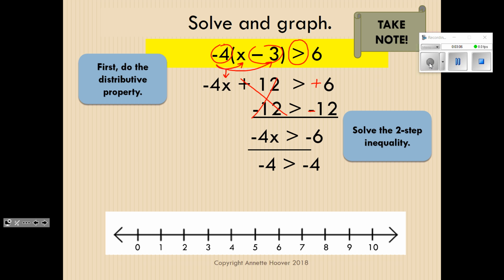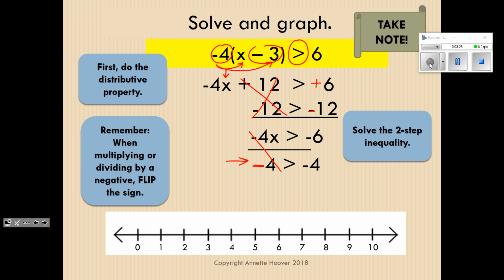Remember the rule that we learned in our last video. What are we dividing by? We are dividing by a negative number. Remember, when dividing or multiplying by a negative number, we have to flip the sign. So negative 4 divided by negative 4 is 1. So we have x left. We have to flip the sign. And x is less than 1.5, or 1 5/10.